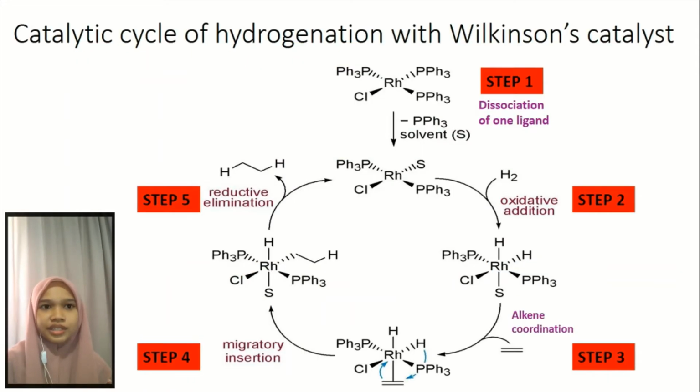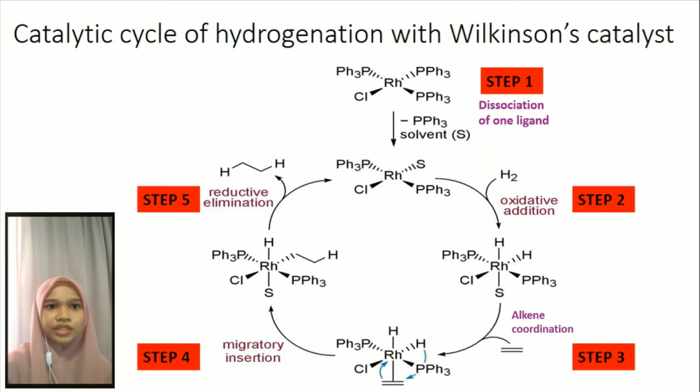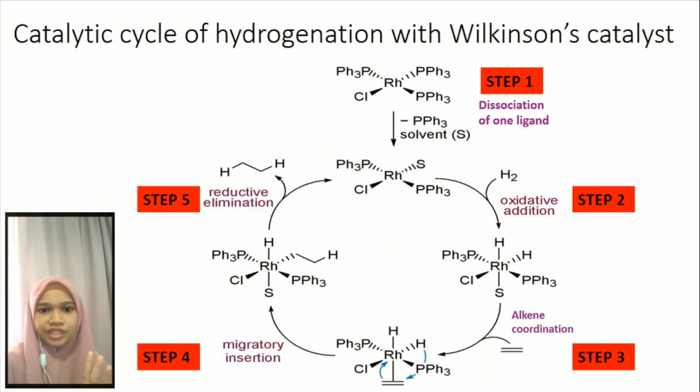This is the mechanism of the catalytic cycle of hydrogenation using Wilkinson catalyst. It involves 5 steps: step 1, dissociation of one ligand; step 2, oxidative addition; step 3, alkene coordination; step 4, migratory insertion; and step 5, reductive elimination.